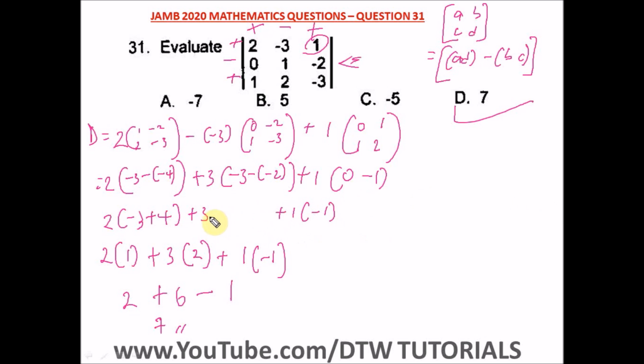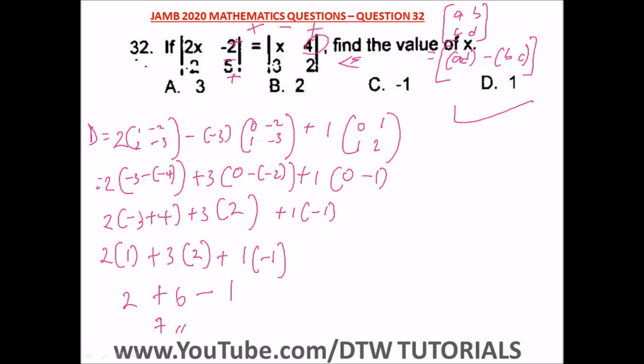I'm sure that you guys are somewhat confused. This ought to be 0. Please don't be confused. It ought to be 0. So that is for question number 31. So let's go to the next question.